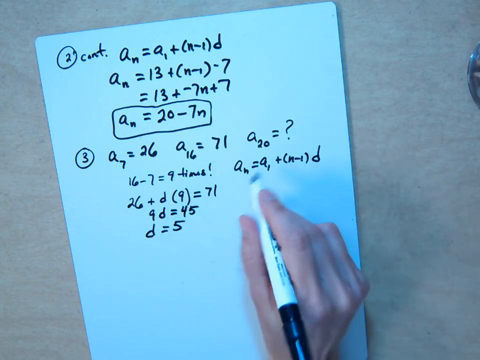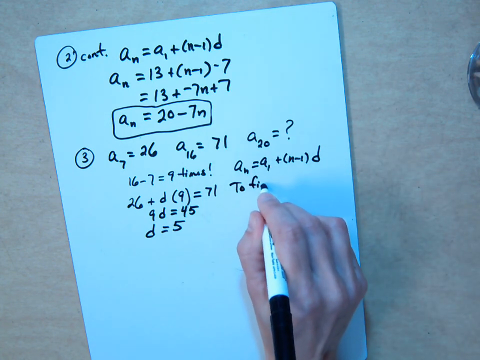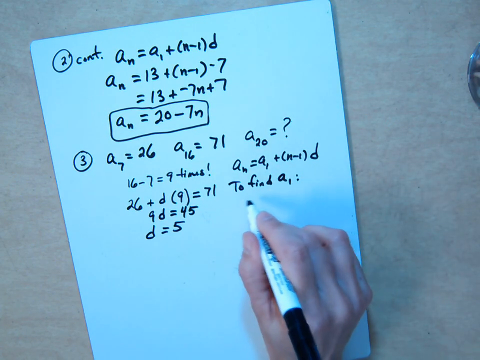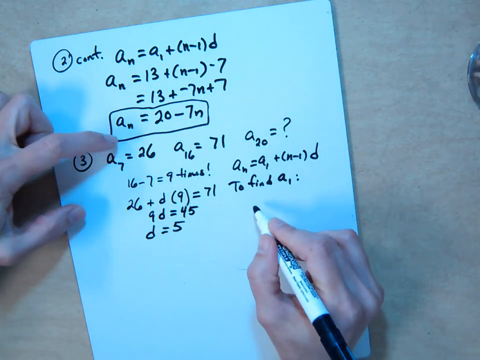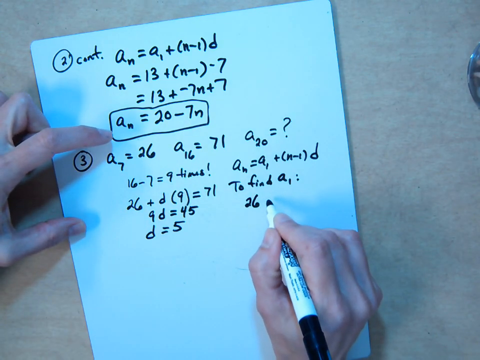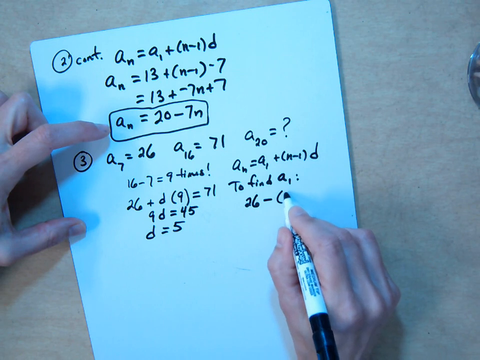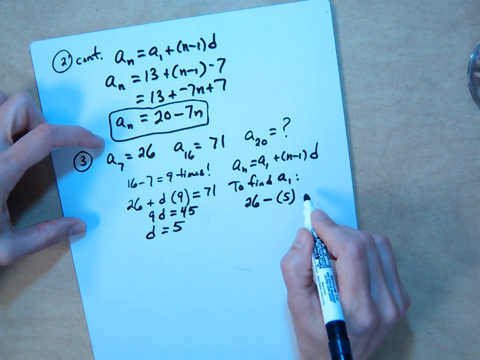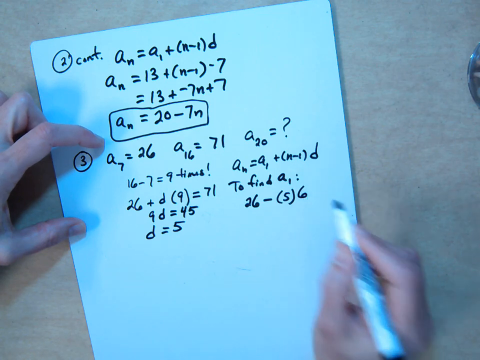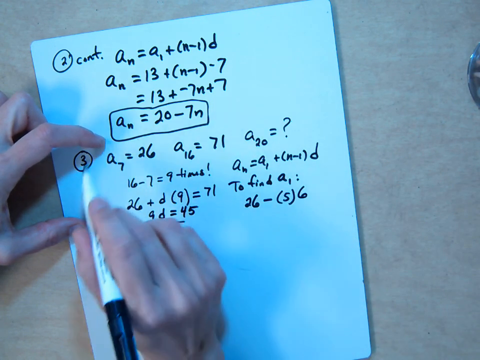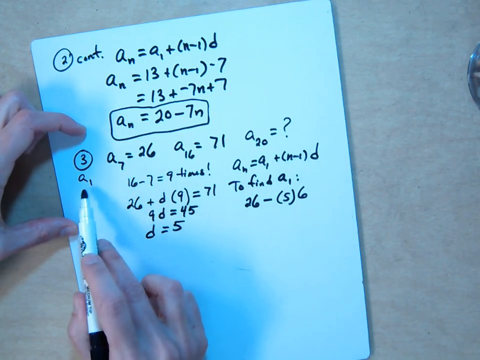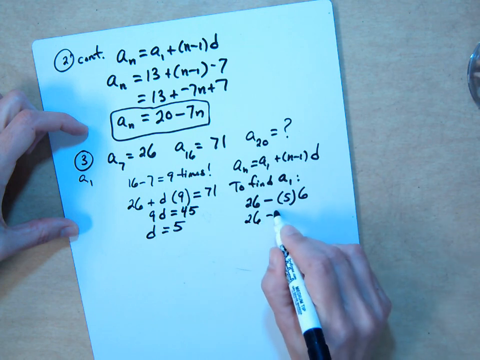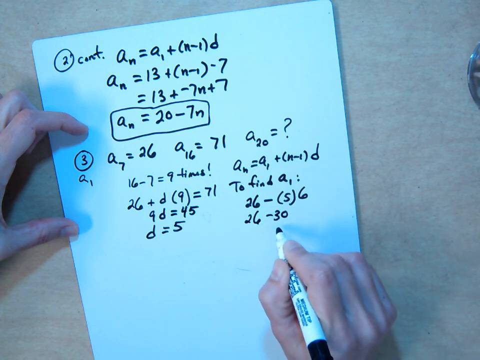So to find a sub 1, you're going to work backward, right? So you would start with 26, which is the closest to a sub 1, and you would subtract our common difference how many times? 6 times. Because for a sub 1, you subtract the index number. 7 minus 1 is 6. Okay, so 26 minus 30 is negative 4, right?